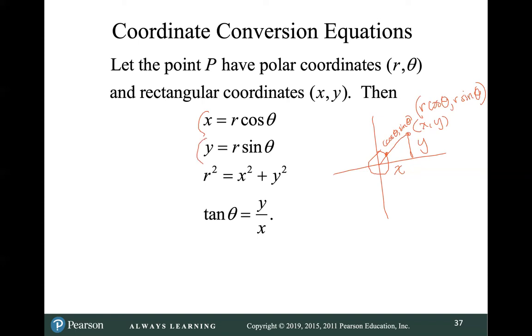We also know from our little triangle here, we can use the Pythagorean theorem to say that r squared is x squared plus y squared. And that's the exact same way, when we were looking at trigonometric functions, that we got that cosine squared plus sine squared equaled 1 for the unit circle.